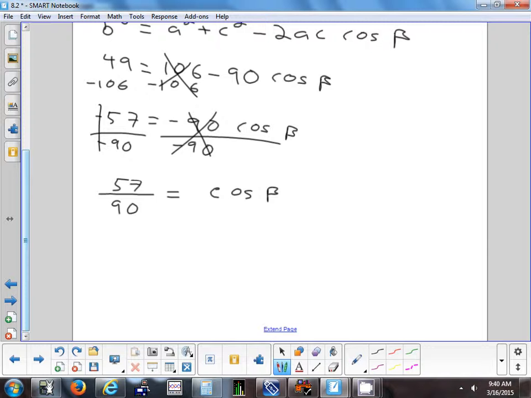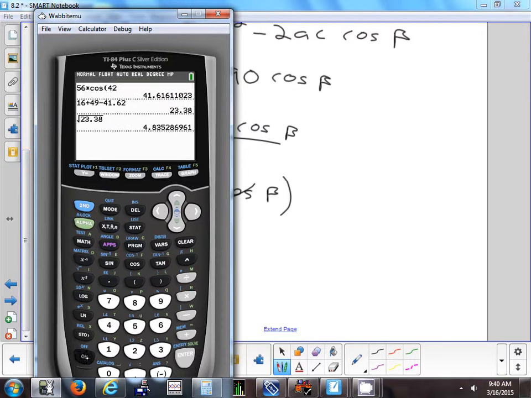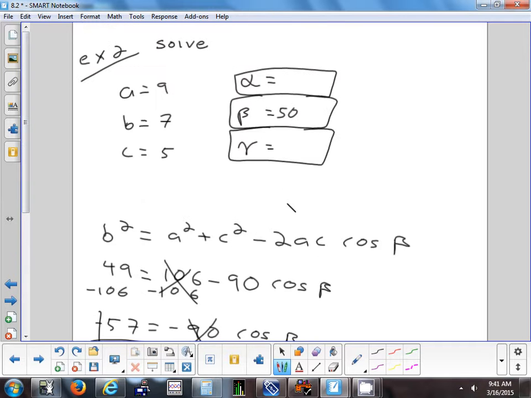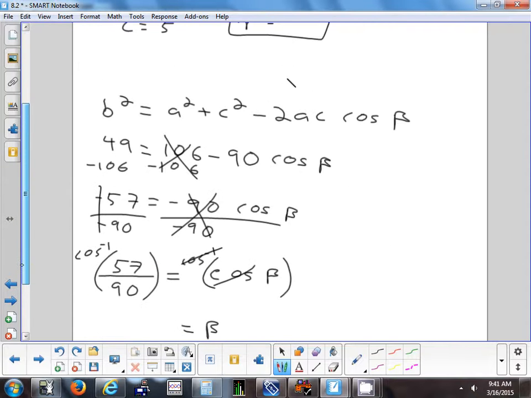Okay, and what did I say the last step was to get rid of cosine? Yeah, inverse cosine. Again, you're hoping for a number less than 1. Obviously, we have that here. The denominator is bigger than the numerator. Let's see what beta comes out to. So second inverse cosine, 57 over 90. So you get 50.70. Okay, any question on how we got beta?